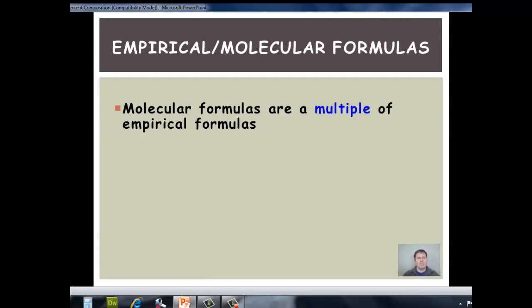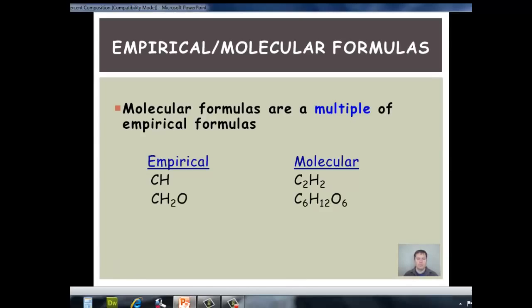What we see is that molecular formulas are simply multiples of empirical formulas. So we're multiplying the subscripts in the empirical formula by something to end up with our molecular formula. Let's take a look at what I mean. So here's CH. The molecular formula could be C2H2. Here's CH2O. Its molecular formula is C6H12O6, glucose. NO2 could be N2O4 in molecular form.